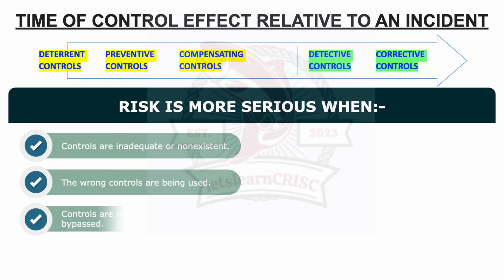Next, risk is more serious when controls are regularly ignored or bypassed. Friends, it highlights a significant challenge in risk management. If the established controls are consistently overlooked or circumvented, it can significantly escalate the seriousness of the potential risk.